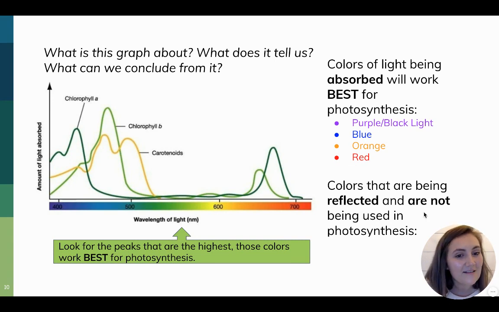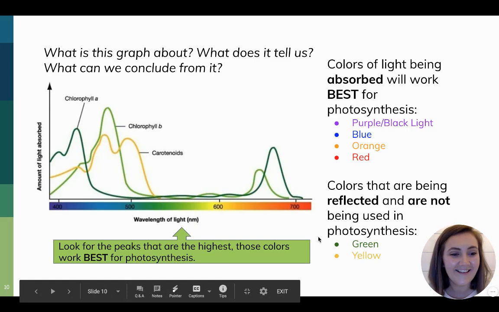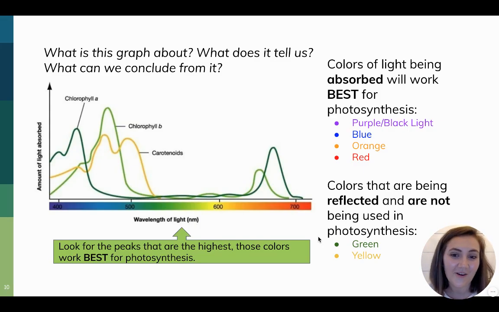Colors that are not going to be the best, meaning that they're going to be reflected and not used at all, are these two colors. Oops. So green and yellow. How do I know? Well, if I look way down here, this is where these valleys are, where there are no peaks at all. And this tells me that the colors green and yellow are going to be bouncing back off the chloroplast, not absorbed at all, not going to be stored in the form of glucose. So those are the worst wavelengths to give a plant, because they're just going to bounce right back and not be used in that process.